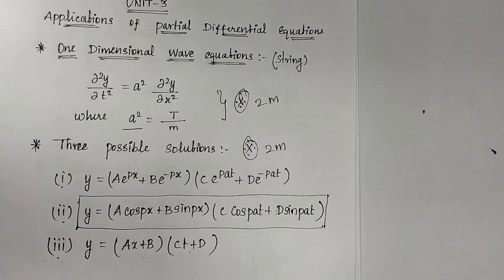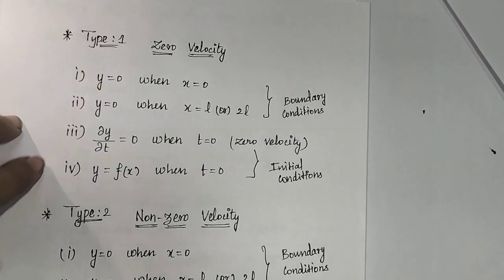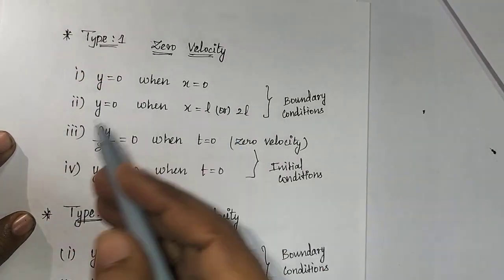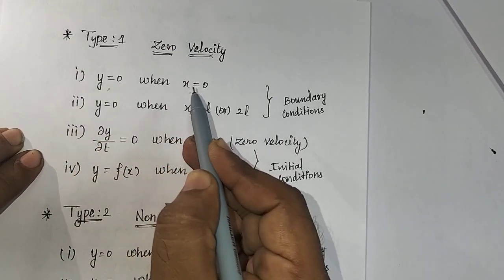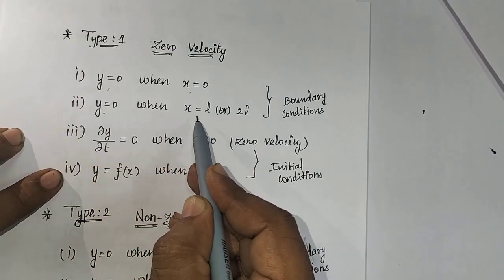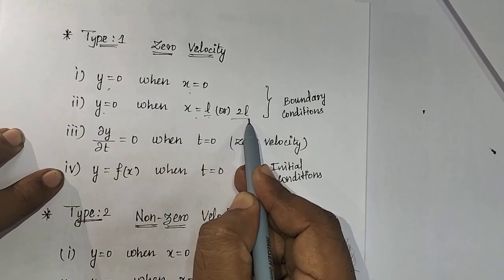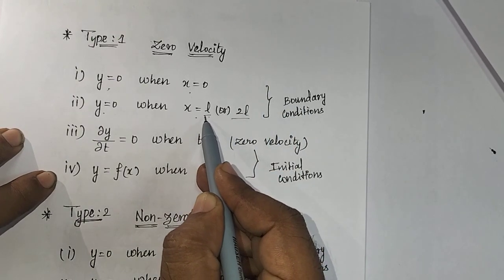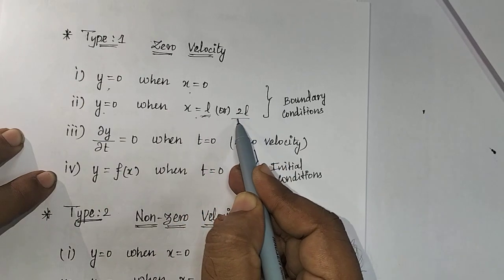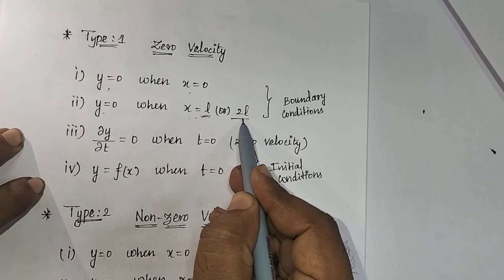Then after this, in this one dimensional wave equation, you will have 3 types. Type 1 is zero velocity. In this we will have 4 conditions. First one is y equals 0 when x equals 0. And second one is y equals 0 when x equals L or 2L. Here I mentioned length L or 2L. Why? Based on your problem we can define the length. Some problems give length L, some problems take length 2L. So generally I have given here x equals L or 2L.